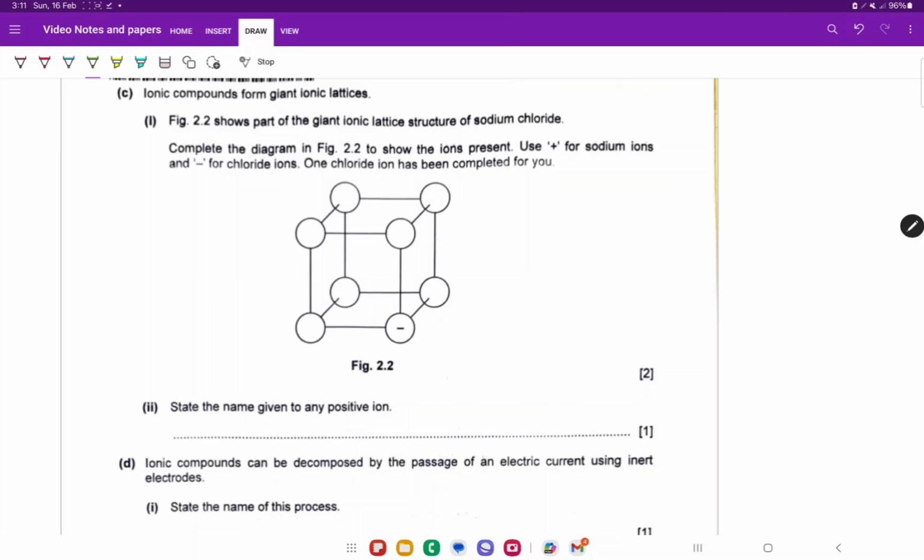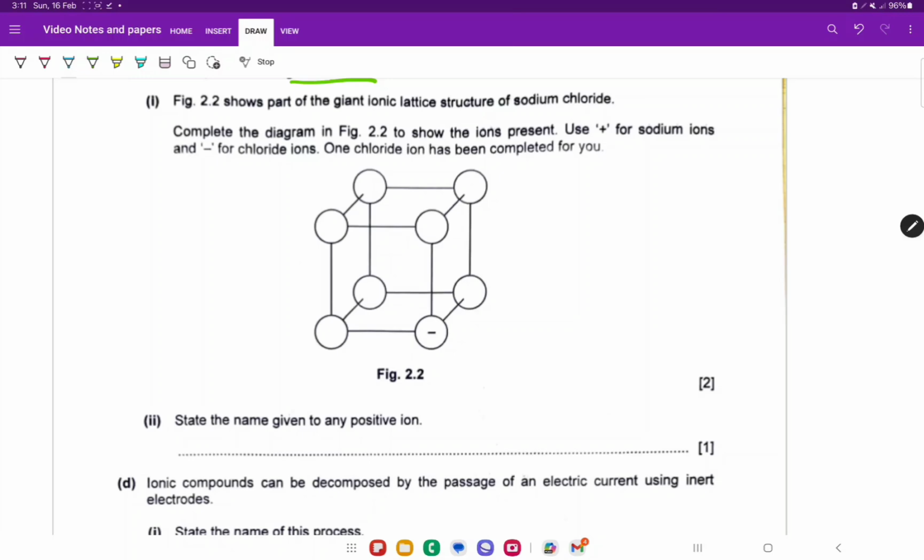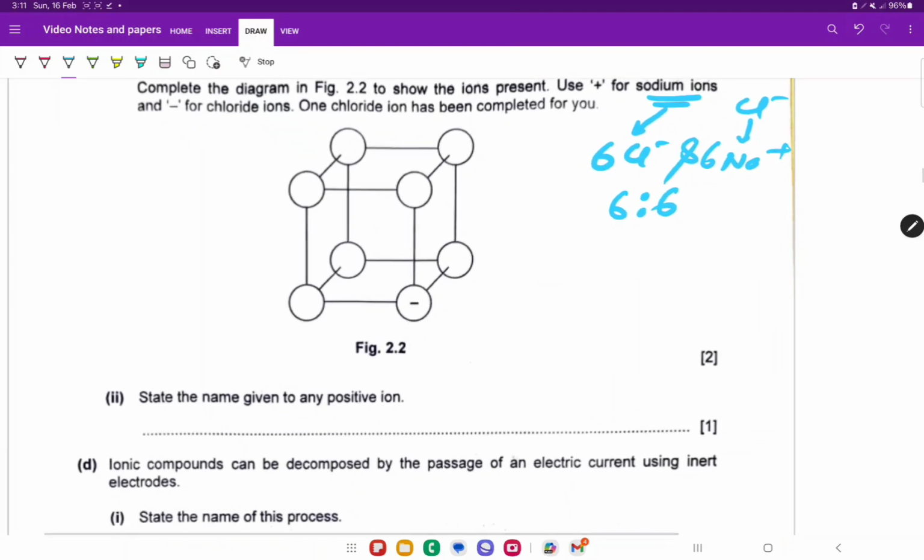Now the C part of this question: ionic compounds are giant ionic lattices. They have a 3D lattice, as you all know, of positive ions and negative ions, in which a fixed number of positive ions surrounds a negative ion. In sodium chloride, each Na+ ion is surrounded by 6 chloride ions, and each Cl- ion is surrounded by 6 Na+ ions, and vice versa. Therefore, the coordination number is 6:6. So we can say 6 chloride ions are present around 1 Na+ and 6 Na+ around 1 chloride ion.